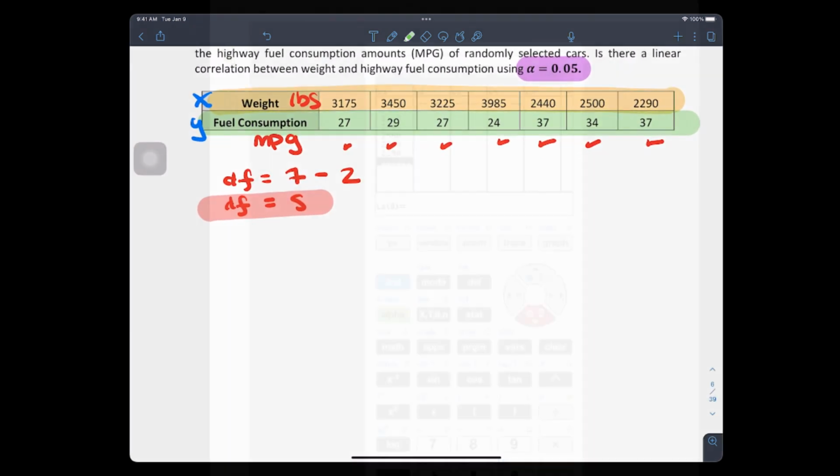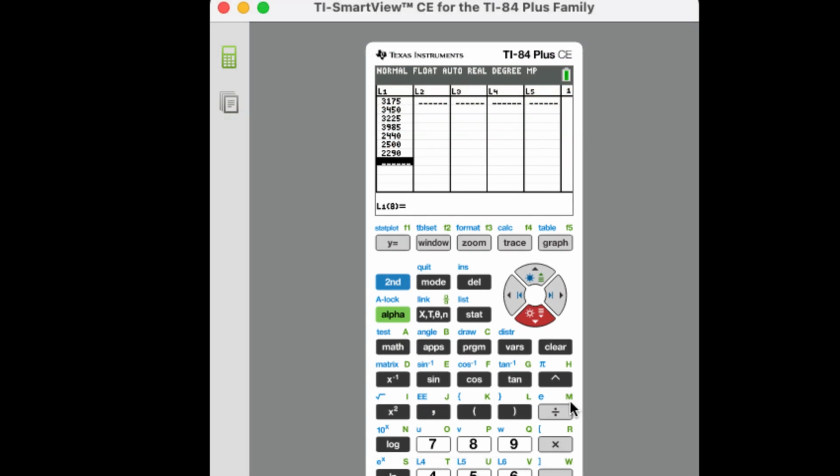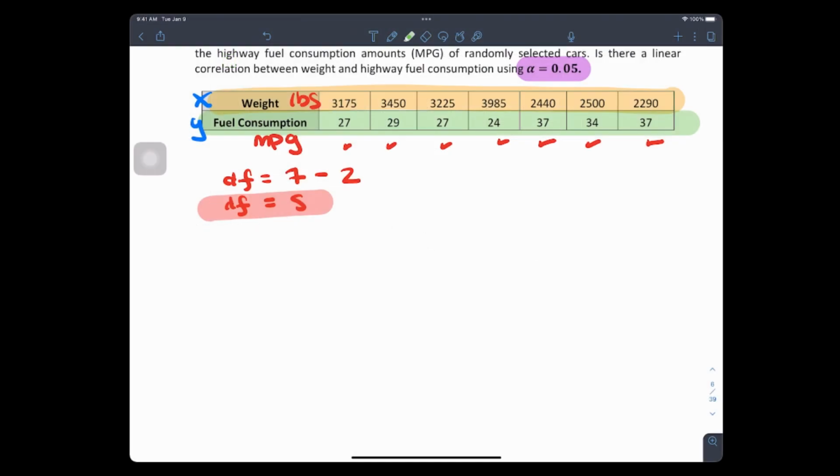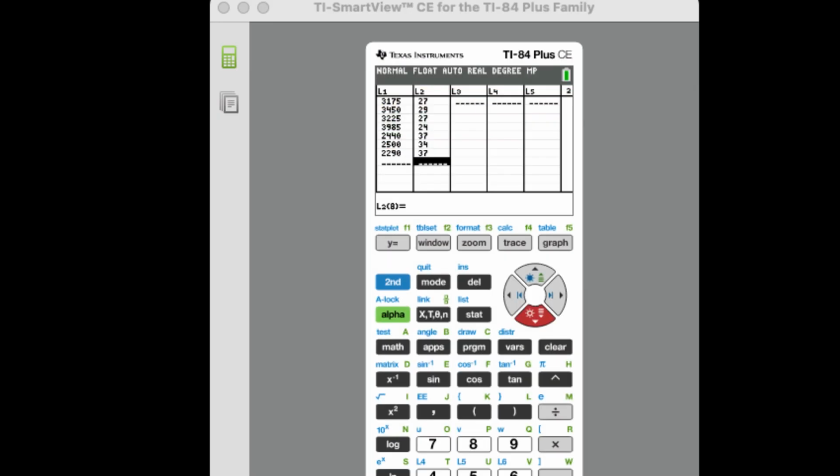I entered all the orange values in L1. L2 is all the Y values. All right. So let's go to the Y values now. What's the first Y value? 27. What's the next one? 29. What's the third one? 27. And then 24. And then 37. And then 34. And then again, another 37, ladies and gentlemen. So this is what it looks like to enter the bivariate data here. You entered bivariate, two variables here.